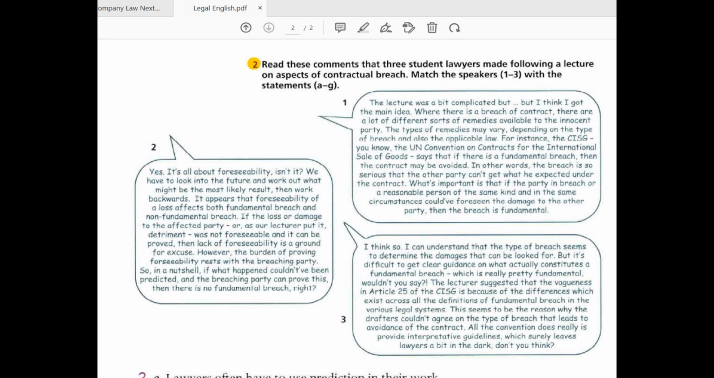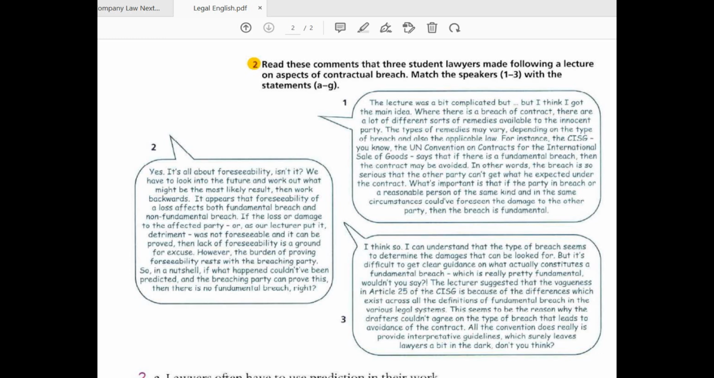So here, that's evident. We have three extracts that we need to read first and foremost, that three student lawyers made following a lecture on aspects of contractual breach. The first extract is: The lecture was a bit complicated, but I think I got the main idea. Where there is a breach of contract, there are a lot of different sorts of remedies available to the innocent party. The types of remedies may vary depending on the type of breach and also the applicable law.